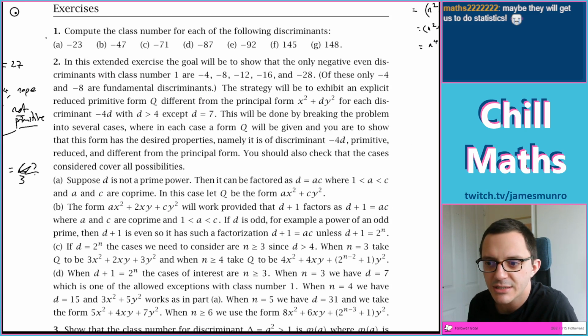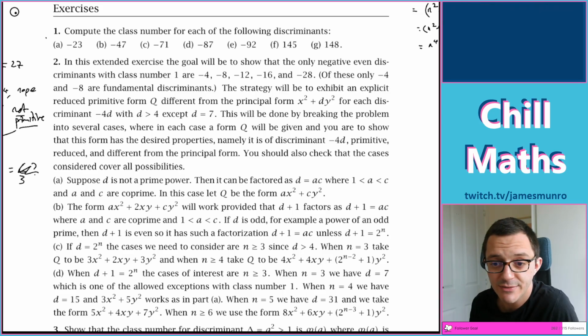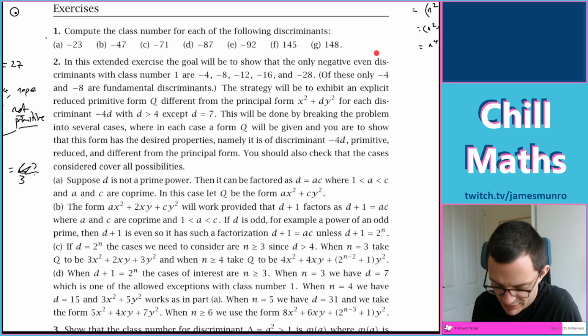Strategy will be to exhibit an explicit reduced primitive form Q different from the principal form for each d except d equals 7. So we've put the disclaimer even in there. So we're not going to find out that fact about negative 163 today, probably. In each case, a form Q will be given, and you are to show that this form has the desired properties. Its discriminant is minus 4d, that sounds not too bad.